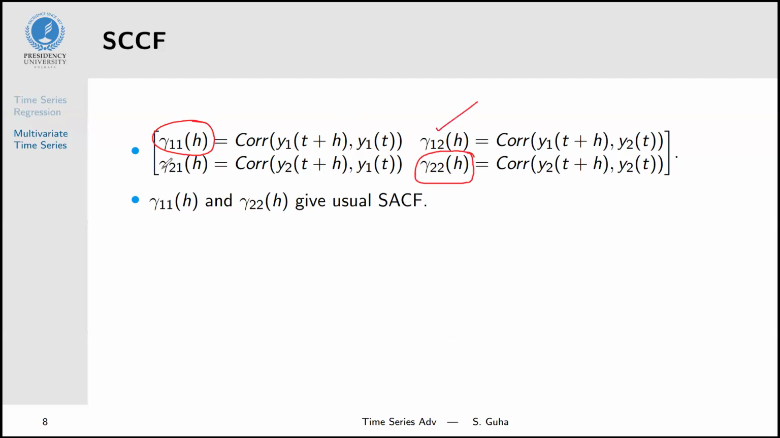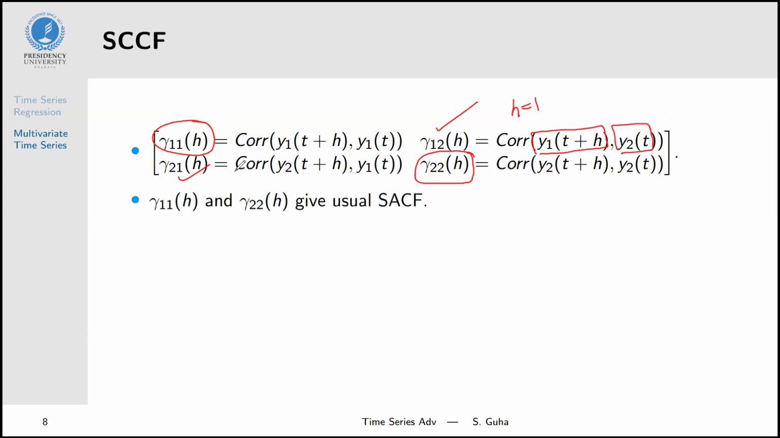Now, what about these two parts? They give the actual cross correlation information. For example, suppose H is 1. What is it telling? Y2T means today's temperature, and Y1T plus 1 means tomorrow's number of dengue patients. So this quantity calculates how today's temperature influences tomorrow's number of patients. Is there any correlation? It checks that correlation.